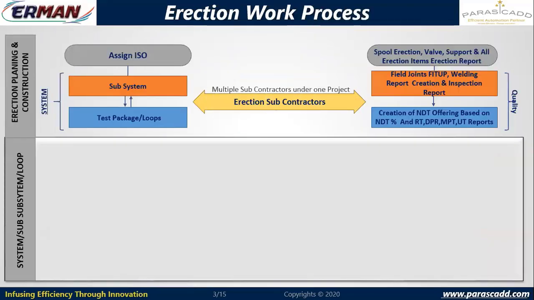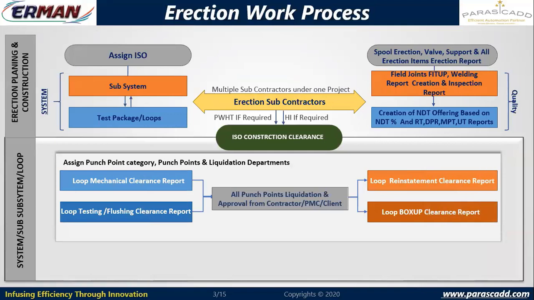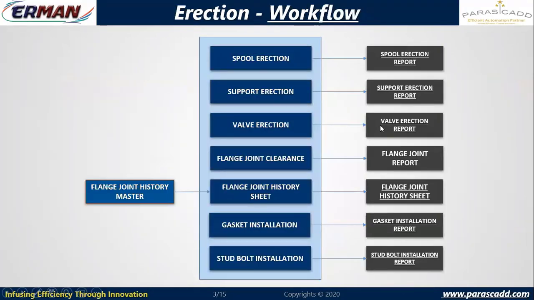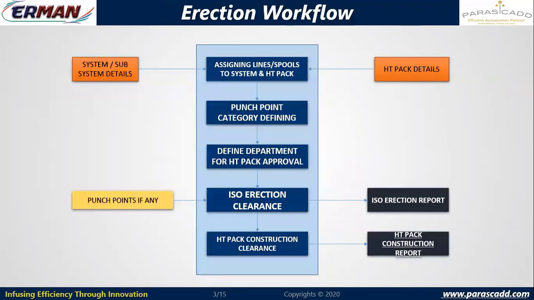So you see, this is the overall erection work process: assigning lines, systems, test pack level control, erection subcontractors. I can assign the job, and then he will perform spool erection, valve erection, field joint management, NDT management of field joints, bolting, that is flange joint management, bolt torquing, tensioning, loop mechanical clearance testing, reinstatement. So complete level erection control will take place.